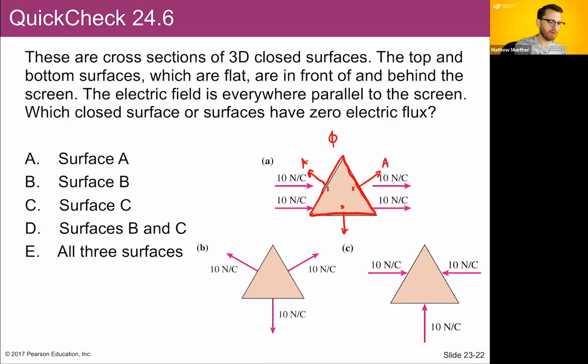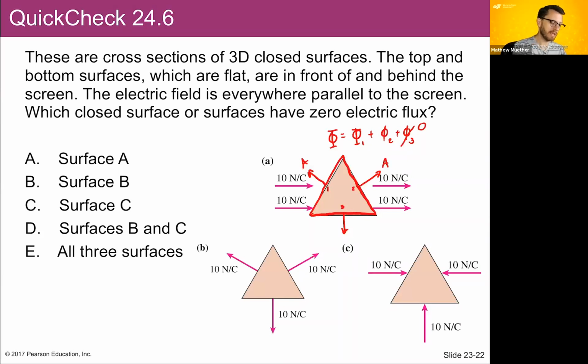I know that total flux through this object is going to be the sum of the fluxes through each face. Flux 1, flux 2, and flux 3. Well, we can see, I should have called 1, 2, and 3. We can see that flux 3 has to be equal to 0, that we don't see any electric field entering the third face there. So that flux is 0.